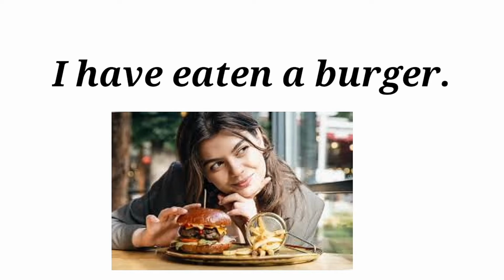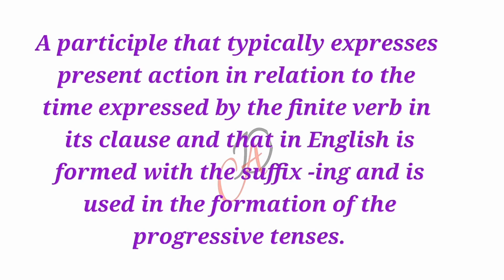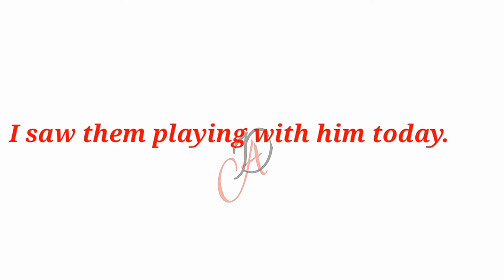The next type of basic form of verb is present participle. It is a verb that typically expresses present action in relation to the time expressed by the finite verb in its clause and that in English is formed with the suffix ing and is used in the formation of the progressive or continuous tenses. For example, I saw them playing with him today. Here in the given example, playing is a present participle because it is taking ing form for the base form of verb play.